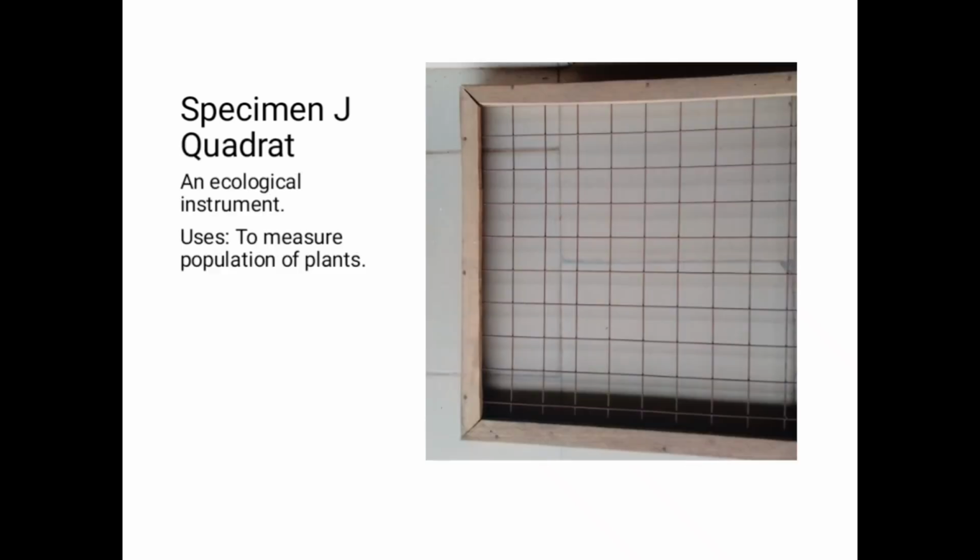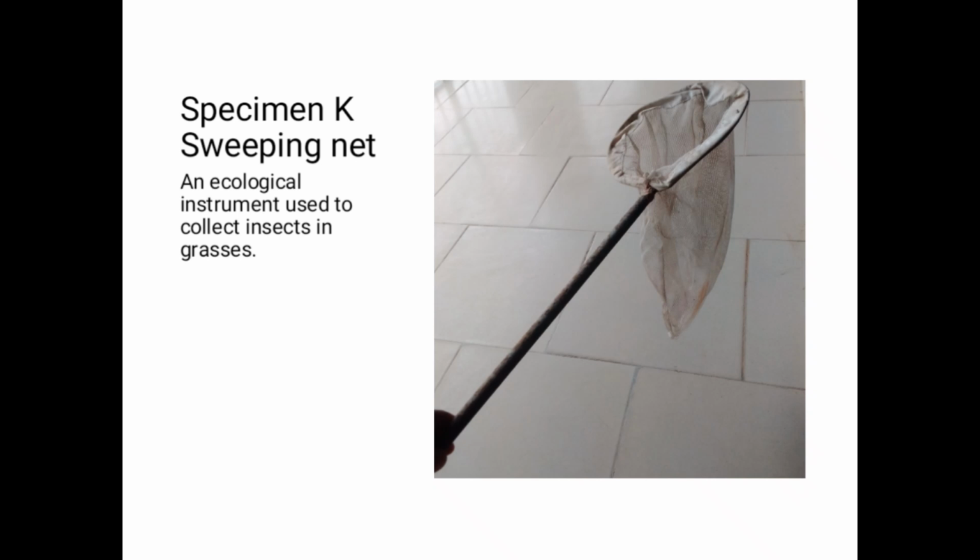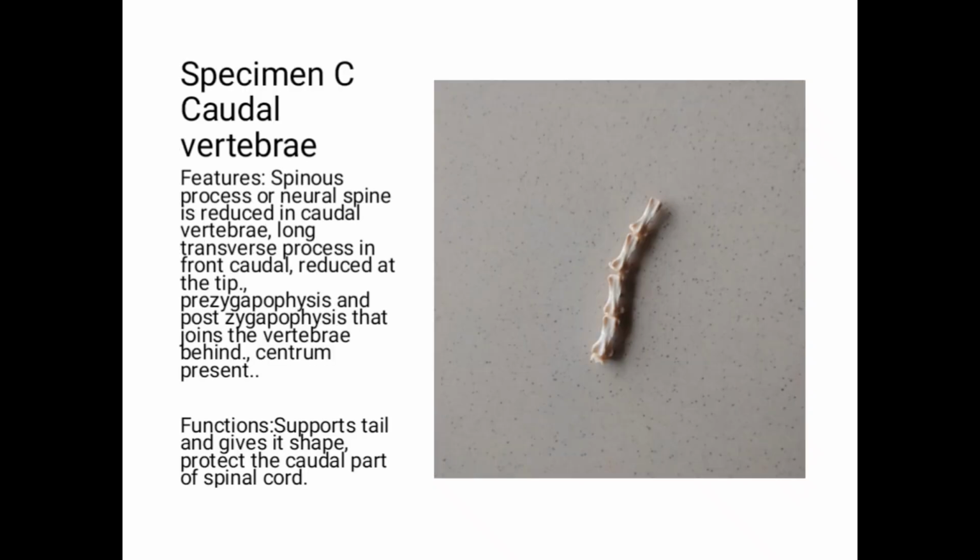Specimen J is a quadrat, an ecological instrument to measure the population of plants. Specimen K is an ecological instrument used to collect insects and grasses.